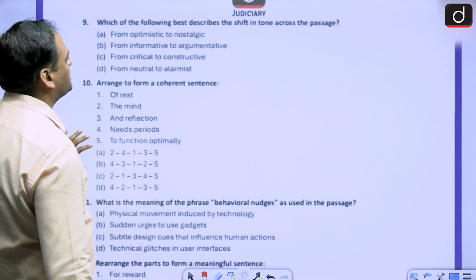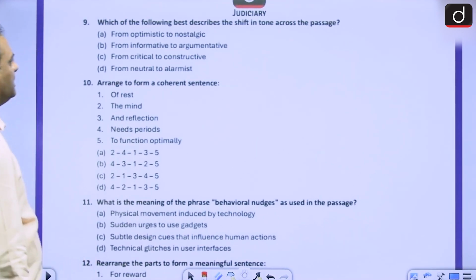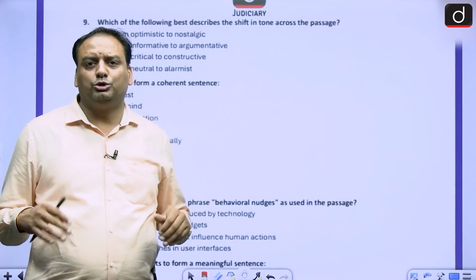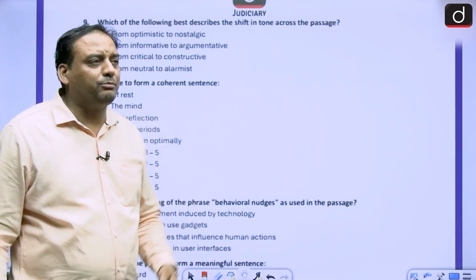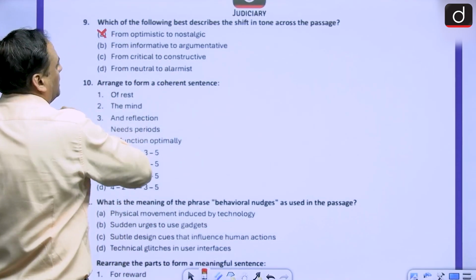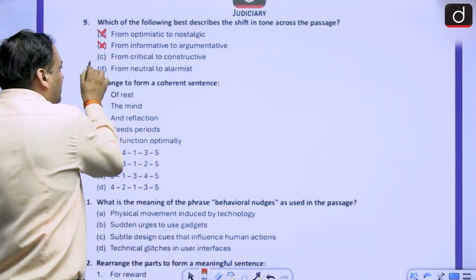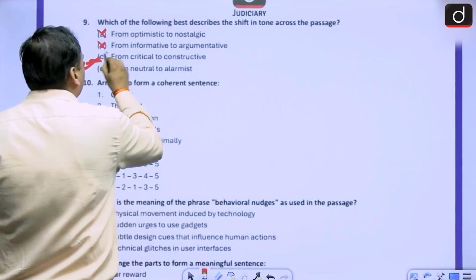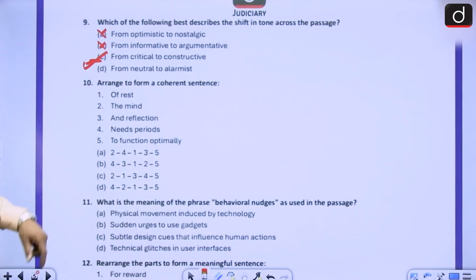Which of the following best describes the shift in the tone across the passage? It is optimistic. No, it is not talking about optimism. शुरू में तो यह बहुत बुरा बोल रहा था, तो critical point of view था. So, optimism नहीं था. Not possible. Informative नहीं, critical था. From critical, बाद में बता रहा है कि हमें क्या करना चाहिए. So this is what, critical to constructive. And the tenth question is there.